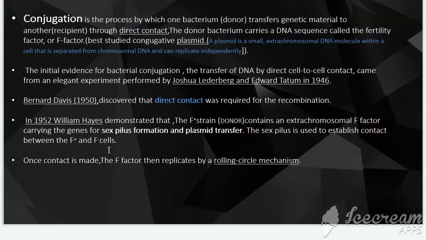F plus, as I said, you can consider as a donor cell, and F minus you can consider as a recipient cell. And the bridge or the contact between these two is called the pilus, which is going to be in the donor cell, right? Now, once contact is made between the donor and the recipient, the F factor, which we call a plasmid, replicates by the rolling circle mechanism. What is this rolling circle mechanism? If I say it in one sentence, it is the replication of the plasmid. The plasmid is going to replicate itself.